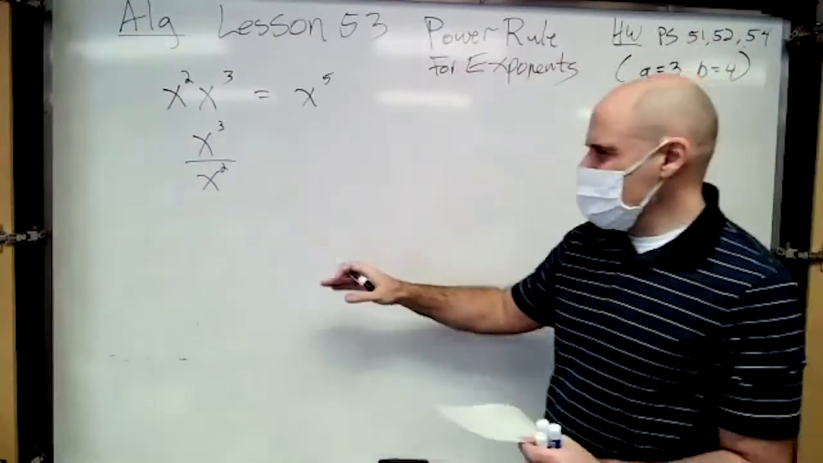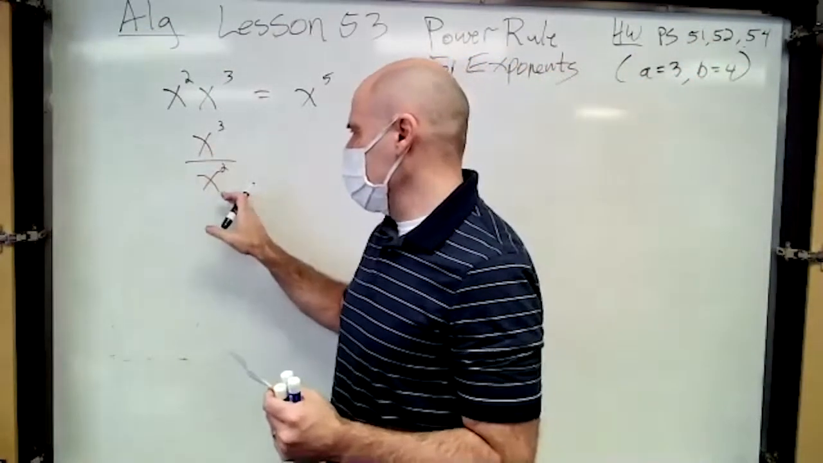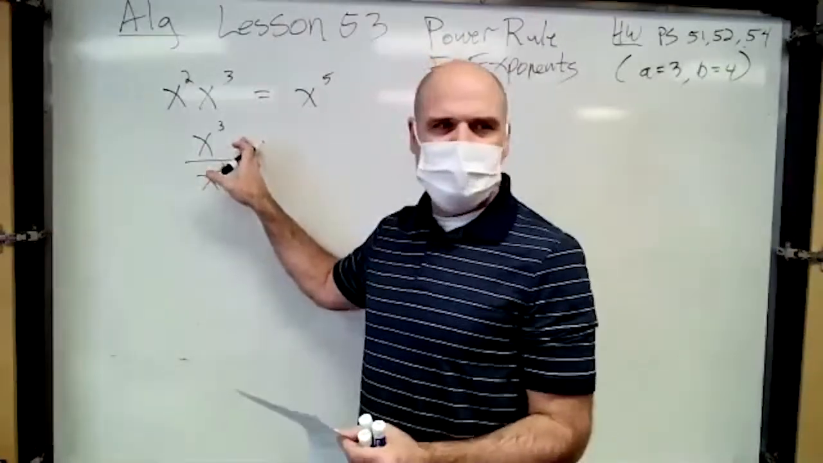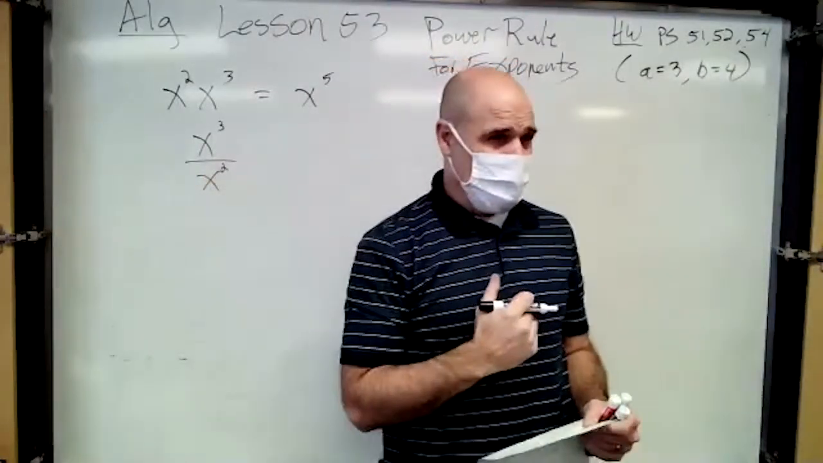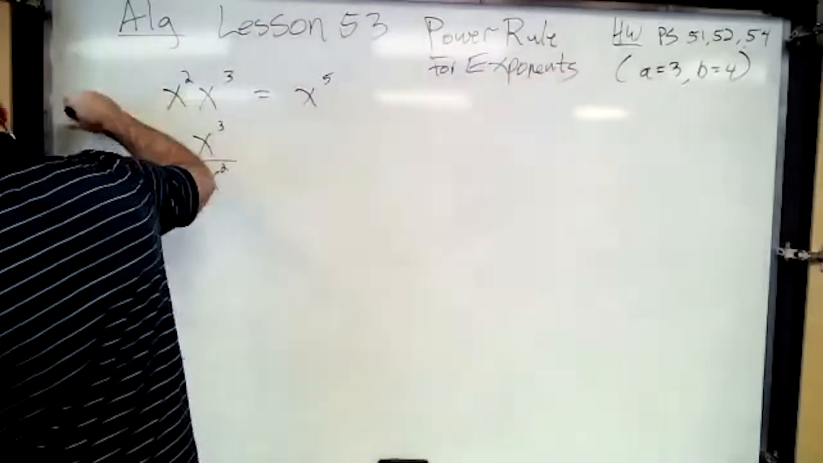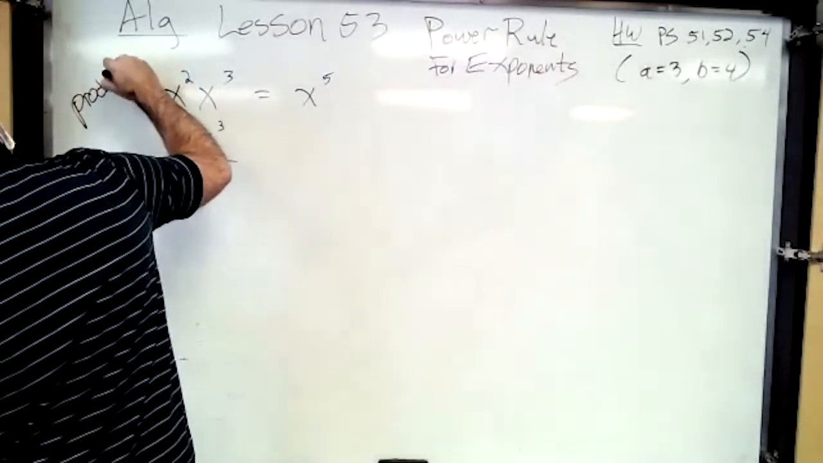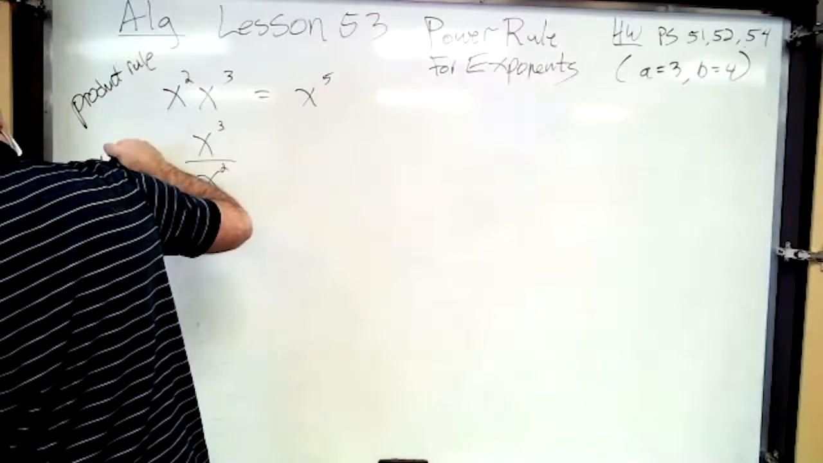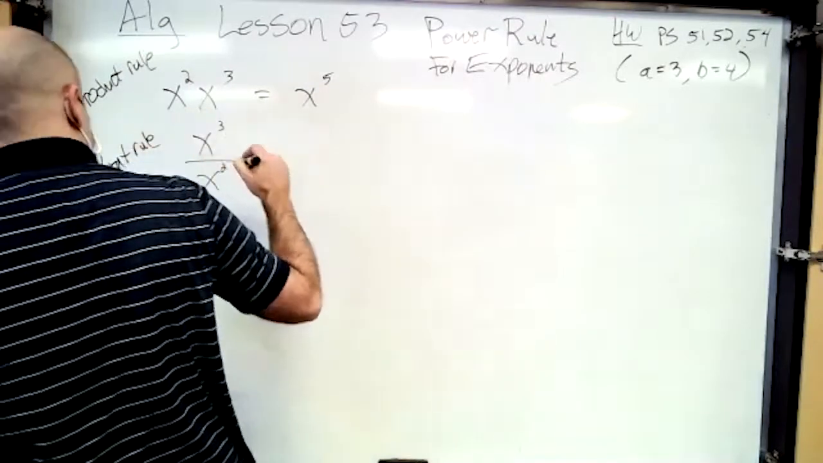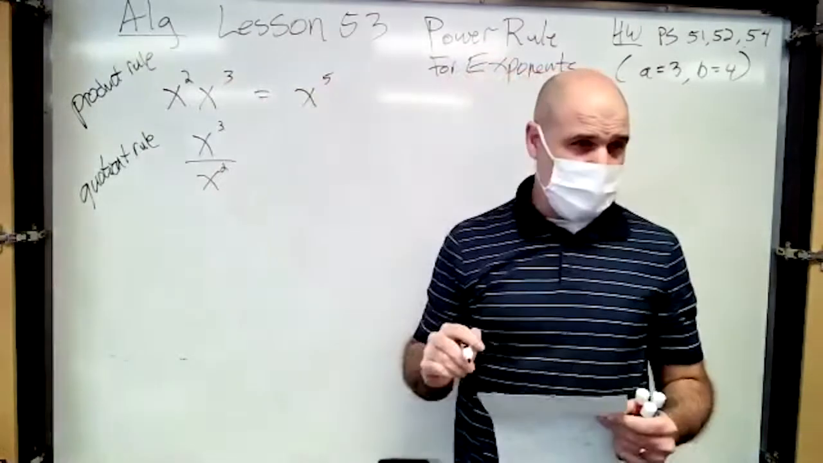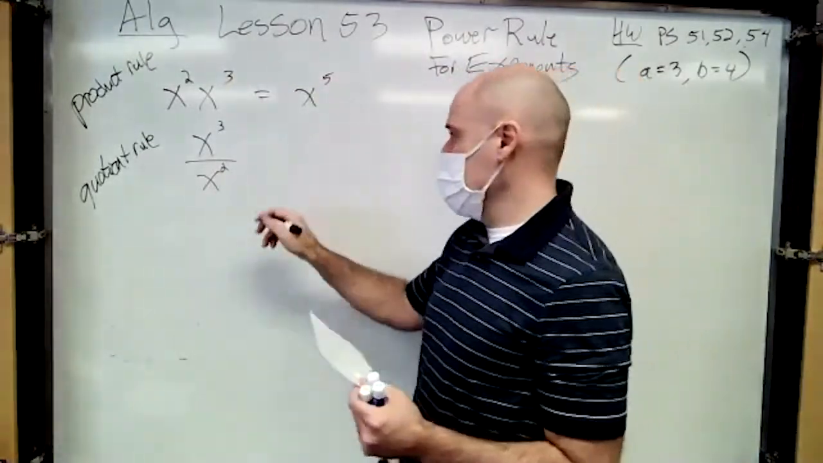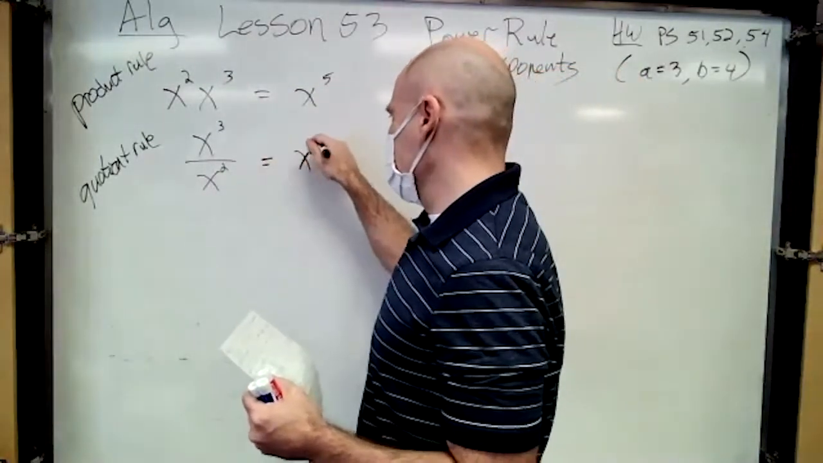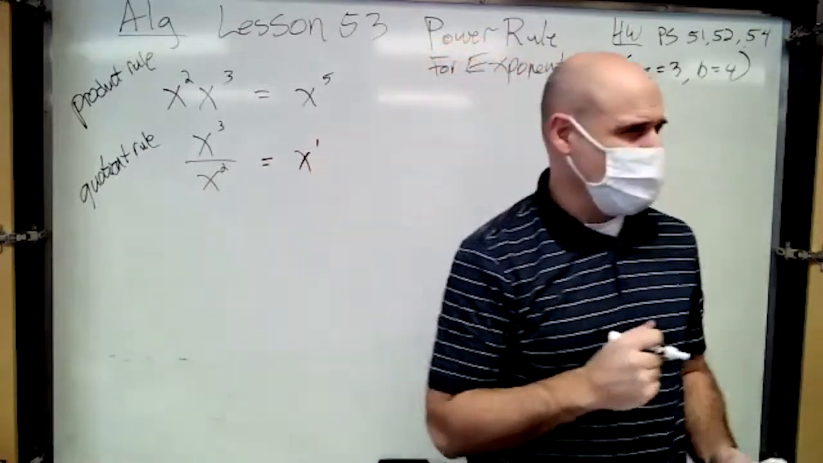We didn't really do this much because I think the better way is to bring this up here and then simplify it. But you can use the quotient rule, right? So this is the product rule. Product rule, quotient rule. Okay, so if you add these exponents, what do you do with these exponents? Subtract. So this would be x to the 1 or just x, right?